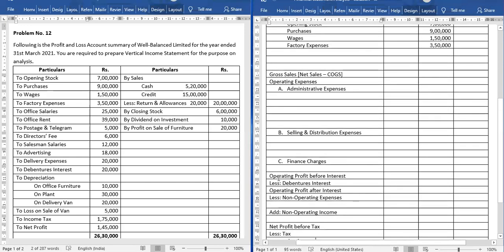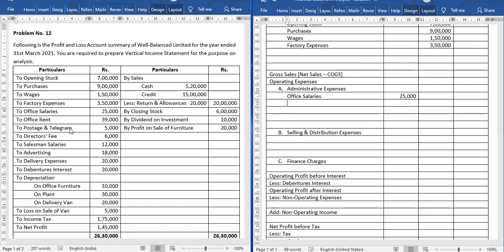Okay. Now, yes, factory expenses done, COGS. After this, office salaries. Office salaries goes to administrative expenses. How much? 25,000. Yes. Then after this, office salaries.